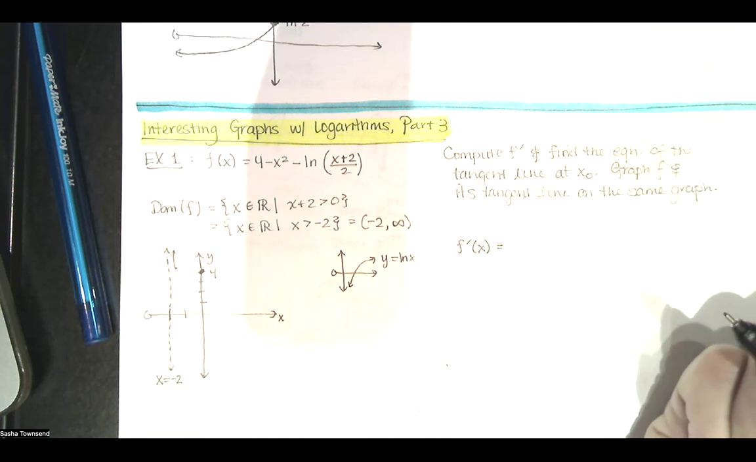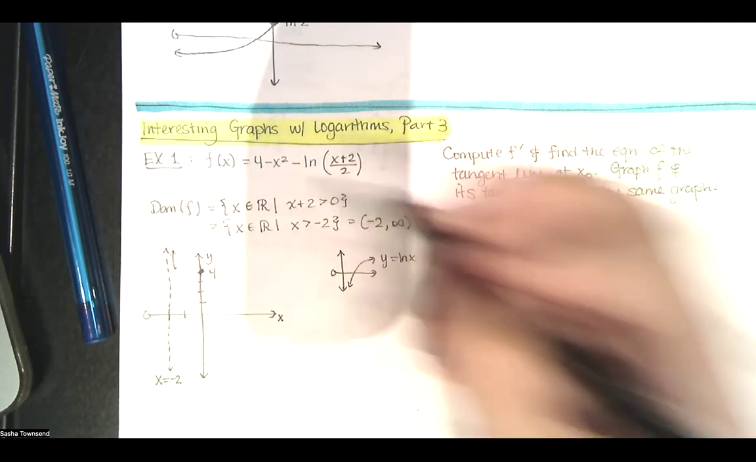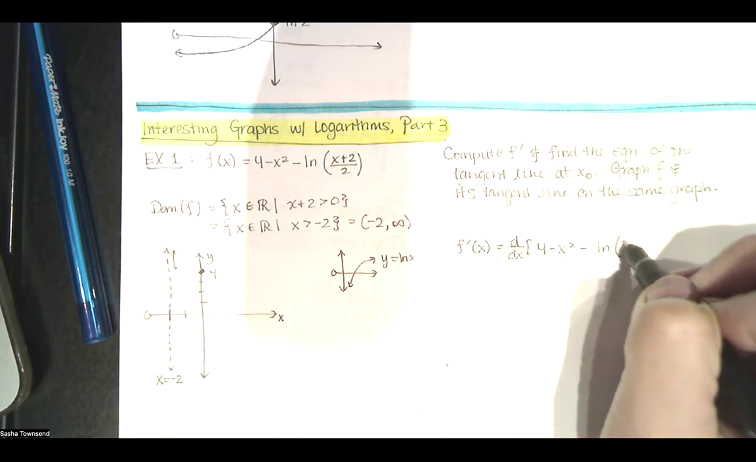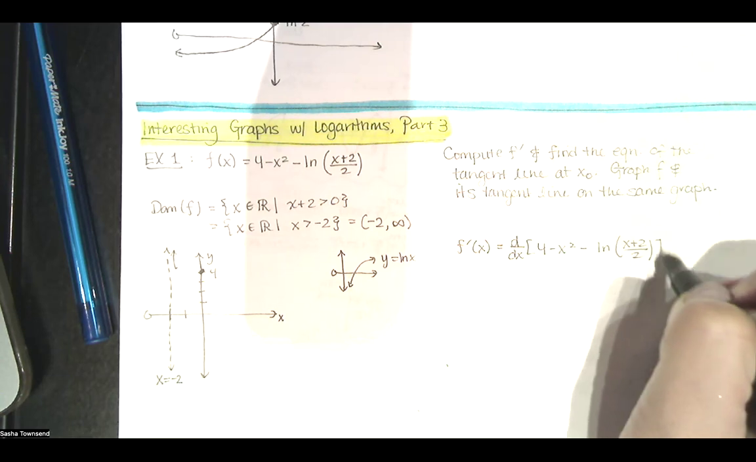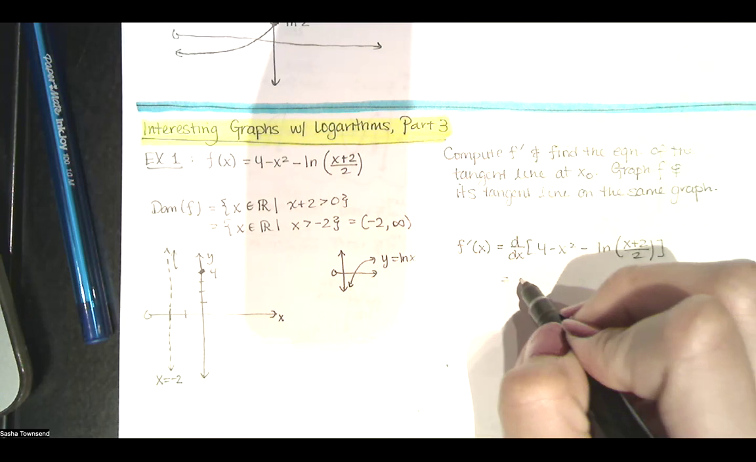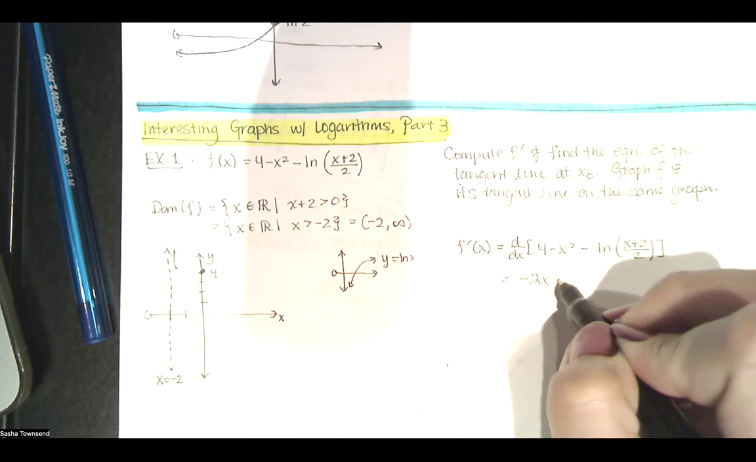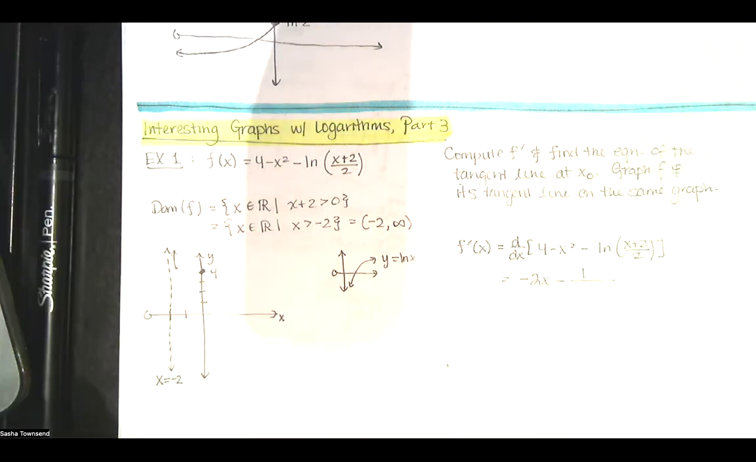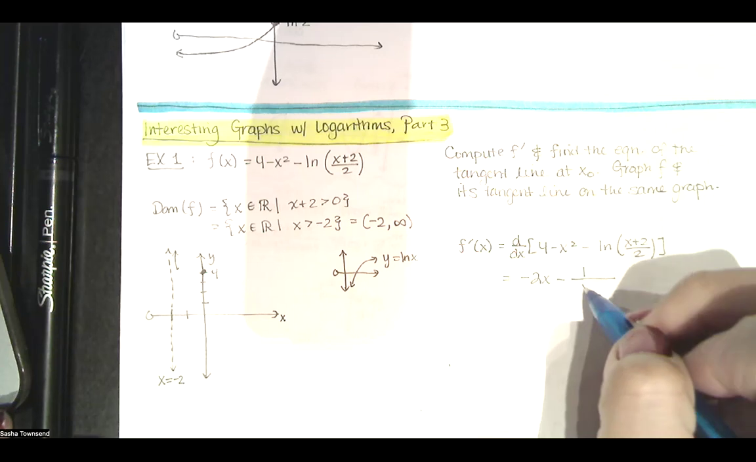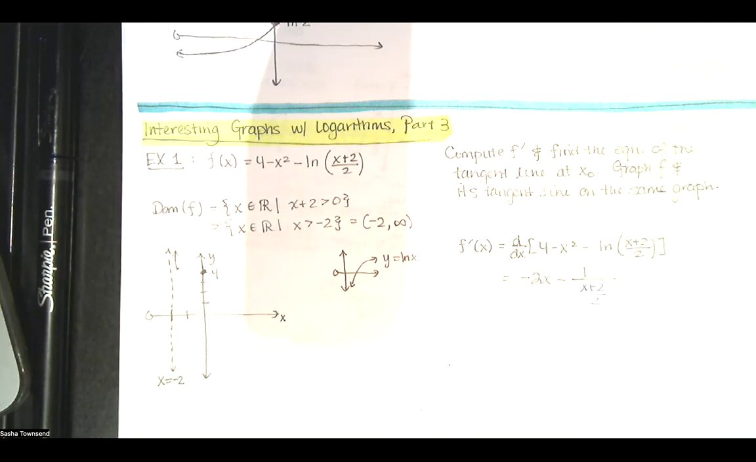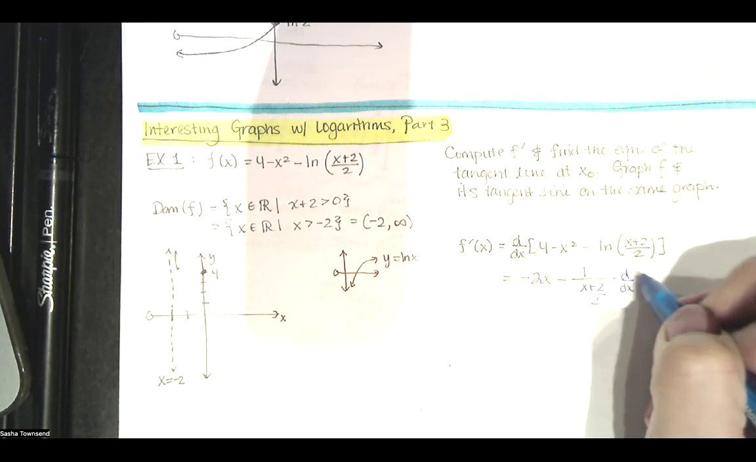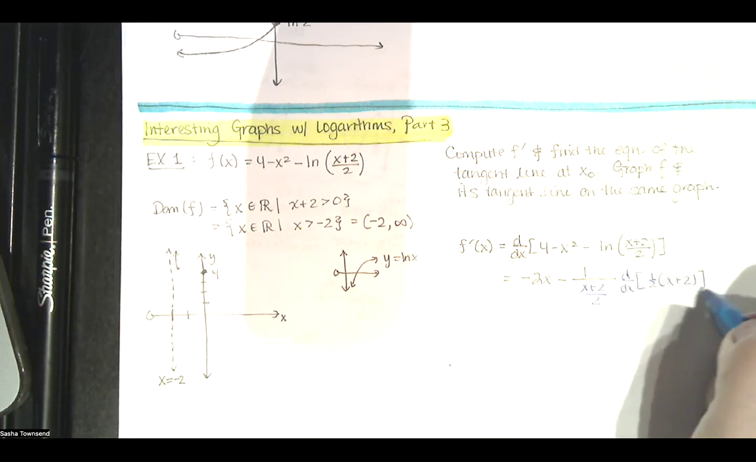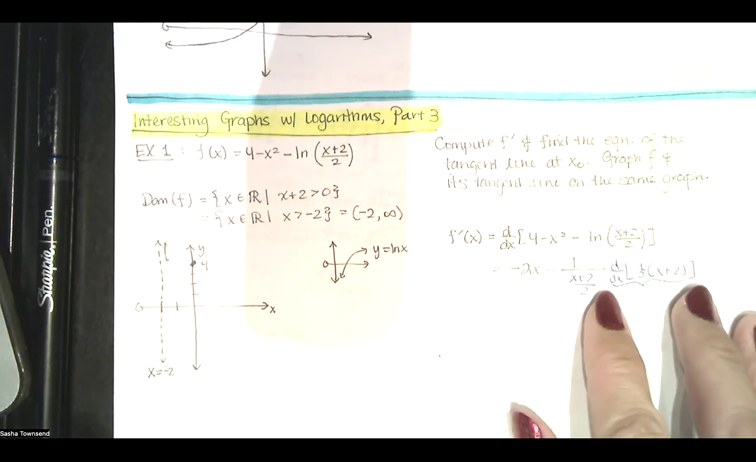Well, the derivative of this function is the derivative of 4 minus x squared minus natural log of the quantity x plus 2 divided by 2. Derivative of 4 is 0. The derivative of x squared is negative 2x. Then we're subtracting the derivative of log of a function. So we've got 1 divided by the inside function, which in this case is x plus 2 divided by 2. And then we multiply by the derivative of the inside by the chain rule. Now dividing by 2 is the same as multiplying by 1/2. So that's 1/2 times the quantity x plus 2. And the derivative of 1/2 times the quantity x plus 2 is just 1/2.